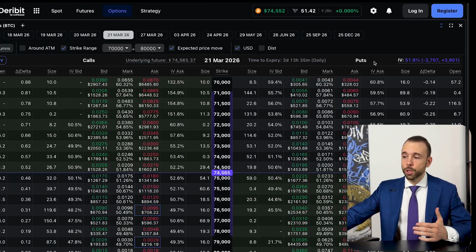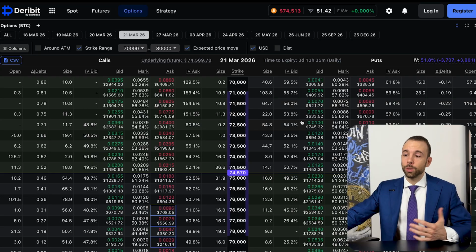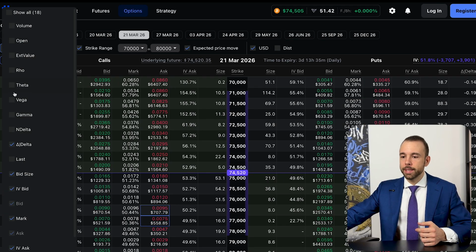So right now the option chain has a lot of information, so let me adjust it a bit so it would be easier to understand.